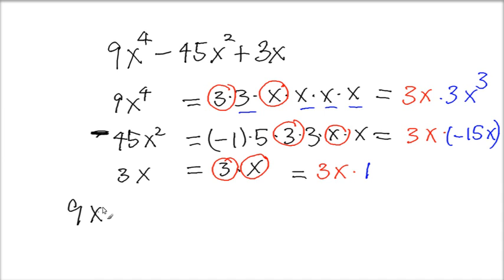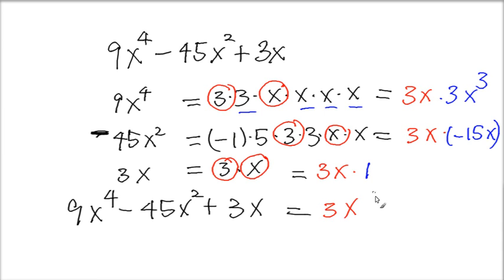So this polynomial, we can pull out the greatest common factor 3x. If you do that, we have 3x times parentheses the remaining factors, 3x cubed minus 15x plus 1.